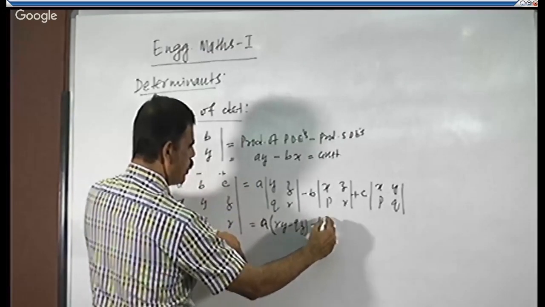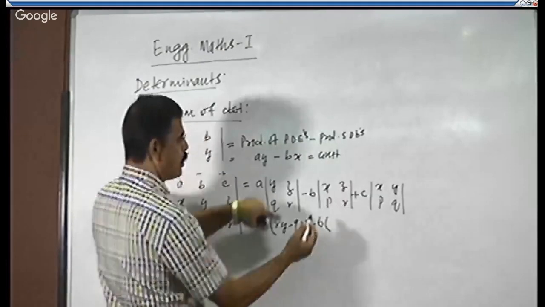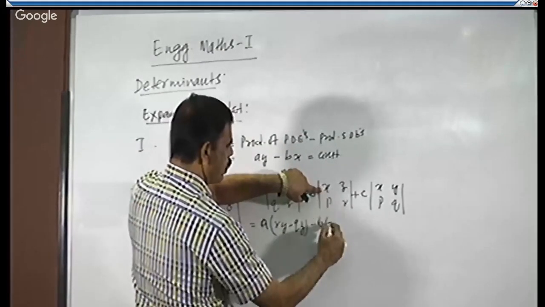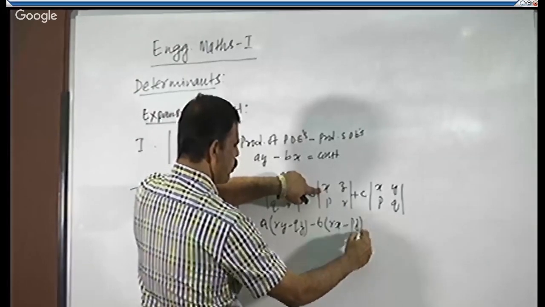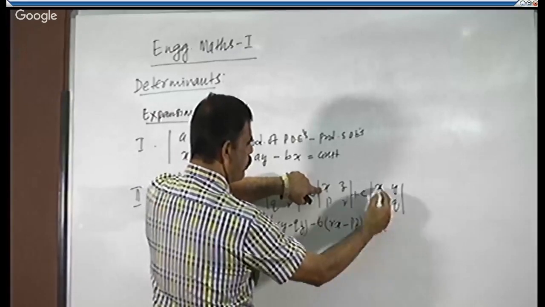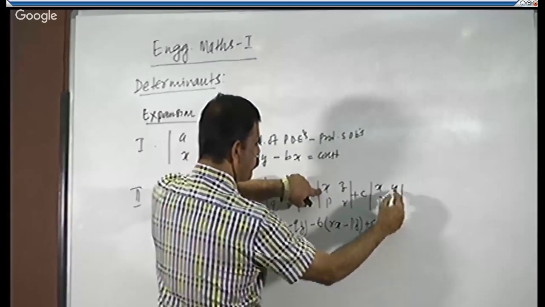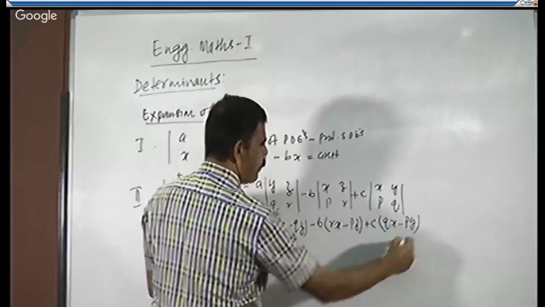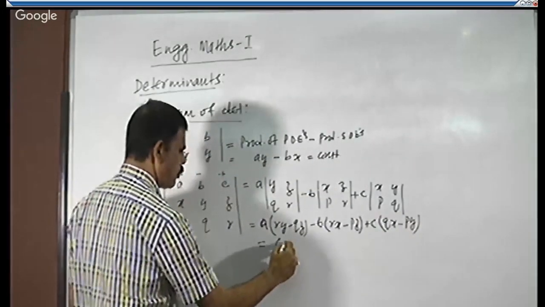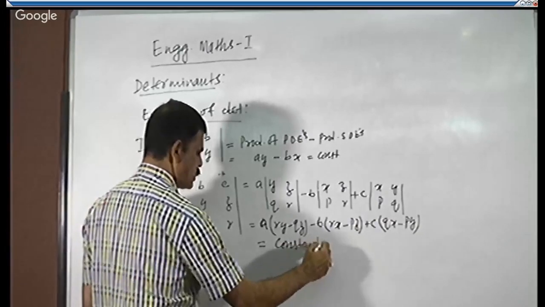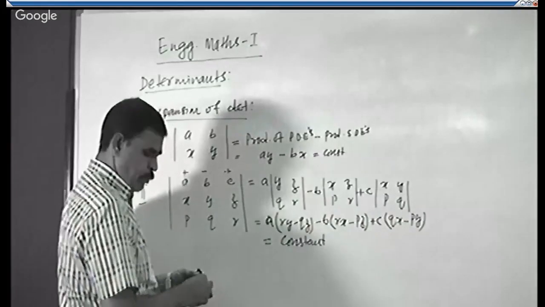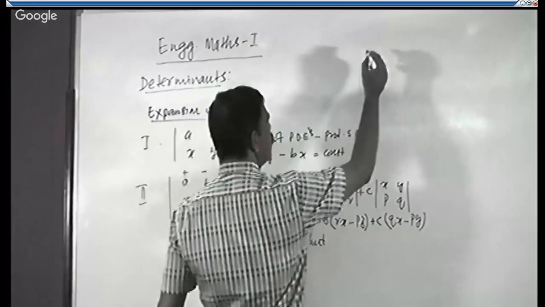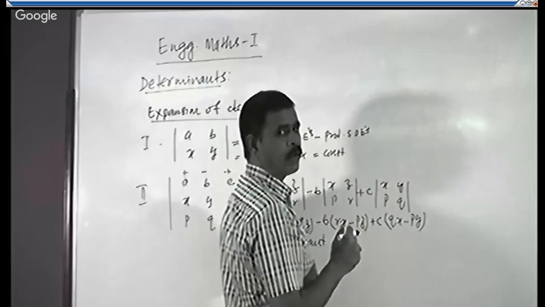Minus of B into, this is a second order determinant, right? The principal diagonal elements product is what? R into X minus P into Z. Plus C into X into Q, that is Qx, minus Y into P, Py. Finally, you will get some constant. This is the expansion of a determinant, second order as well as third order. So based on this, we can find the value of a particular problem.